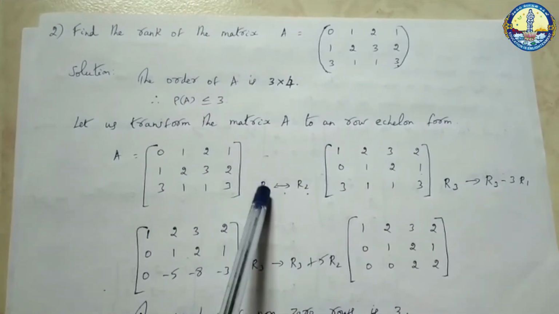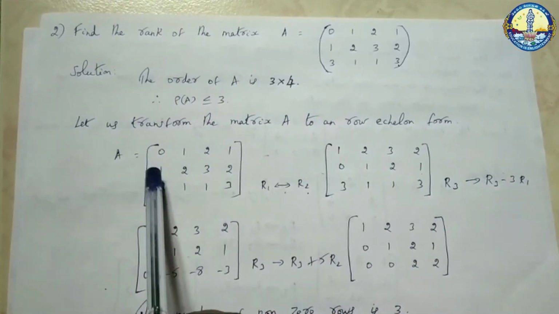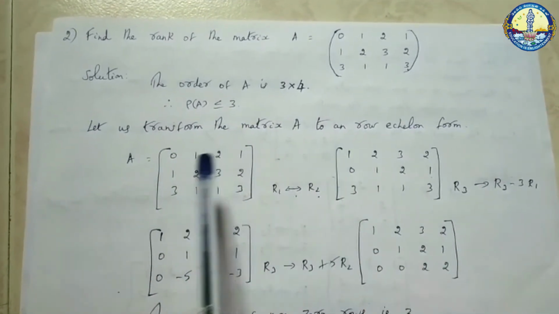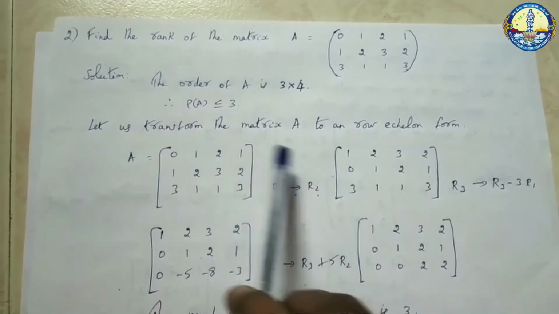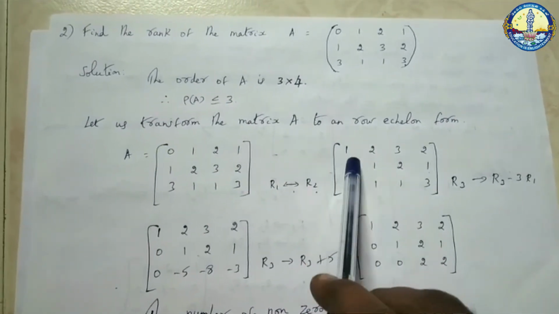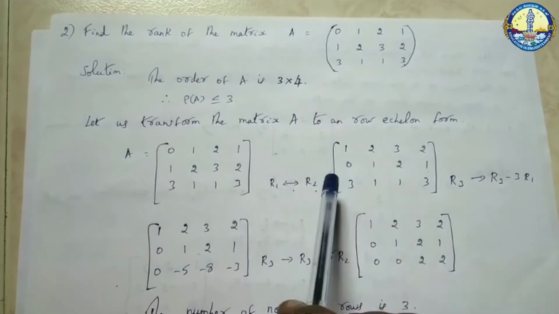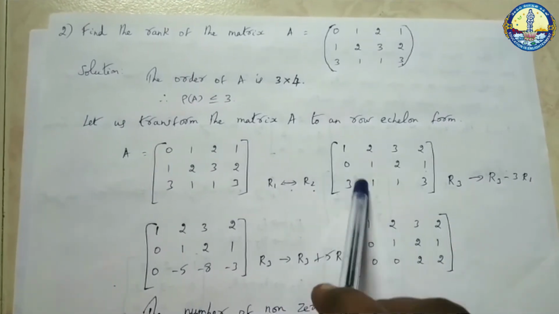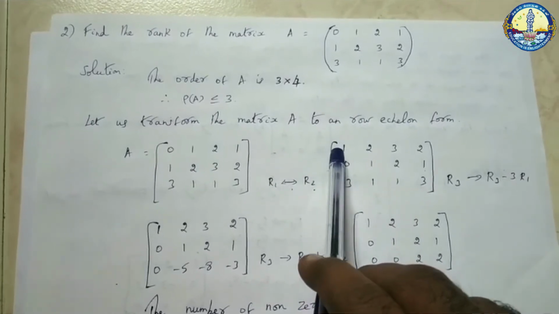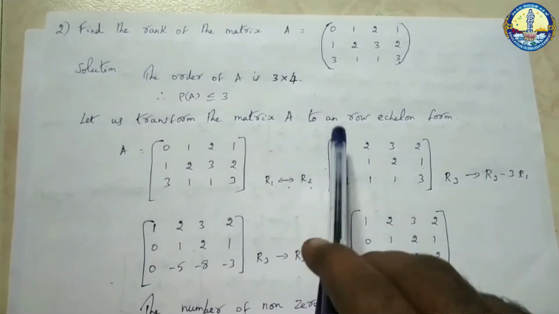Okay, so I write row 2 as row 1 and row 1 as row 2, like this. Now, below the 1 we have to make entries 0. Already 0 is there, so we simply leave it, and we have to make this 3 as 0. So obviously 3 minus 3 is 0. So multiply row 1 by 3 and subtract from R3.